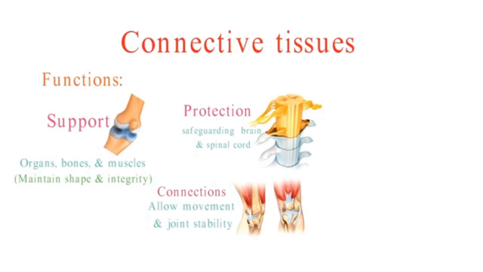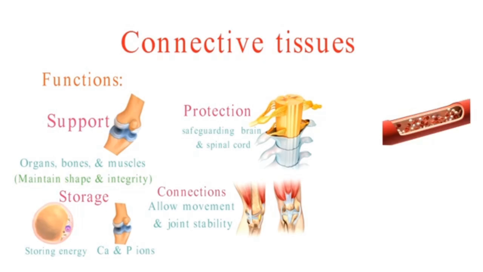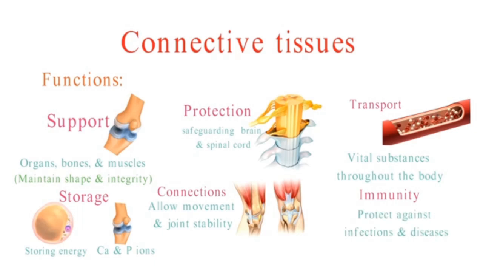Additionally, connective tissues have a role in storage, with adipose tissue storing energy and bones storing minerals like calcium and phosphorus. Blood, as a specialized connective tissue, is responsible for transporting vital substances throughout the body. Lastly, connective tissues house immune cells, contributing to our body's immunity against infections and diseases.